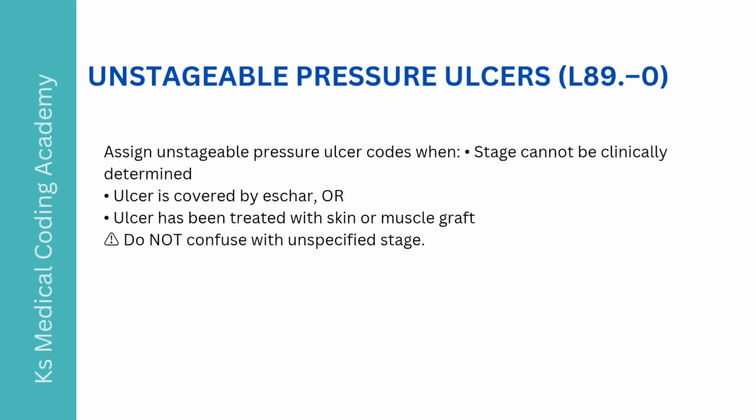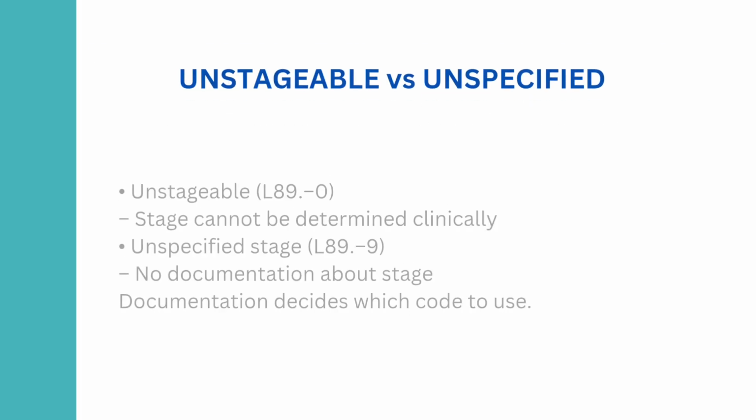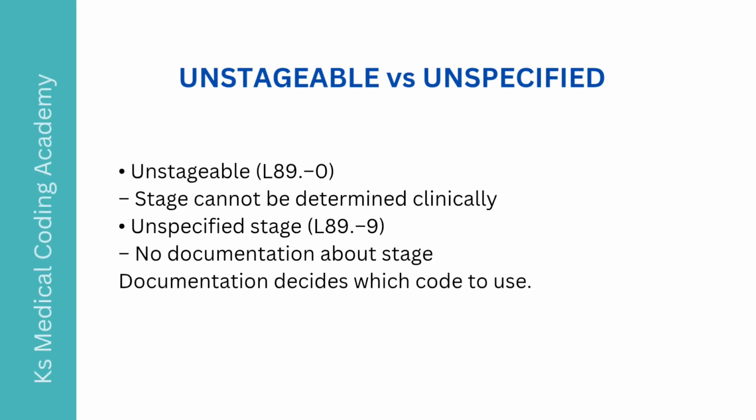Unstageable pressure ulcers. Assign unstageable pressure ulcer codes when the stage cannot be clinically determined, the ulcer is covered by eschar, or the ulcer has been treated with a skin or muscle graft. These situations prevent accurate staging. Unstageable versus unspecified. It is very important to distinguish between these two. Unstageable means the stage cannot be determined clinically. Unspecified stage means the stage is not documented. Never confuse these codes. Always follow the provider's documentation.